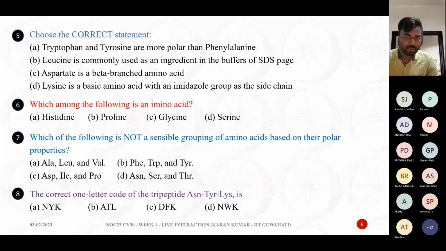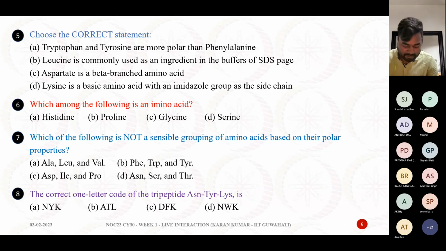Why is tryptophan more polar than phenylalanine? Sir, because it has more aromaticity. Aromaticity, okay. It contains two benzene rings, and phenylalanine contains only one benzene ring.